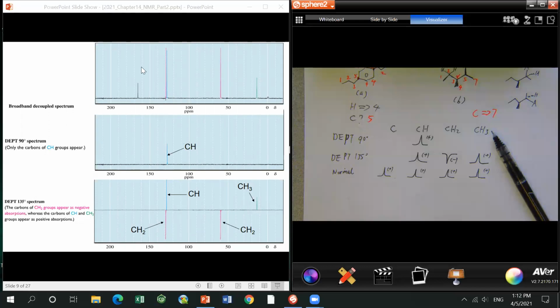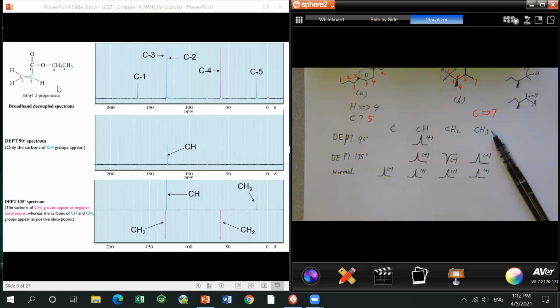Eventually, you look at the broadband spectrum and compare it with DEPT 90 and DEPT 135. If you find an actual peak that shows in neither DEPT 90 nor DEPT 135, that means this is a quaternary carbon. That helps you identify which carbon is which, and how many hydrogens are attached.